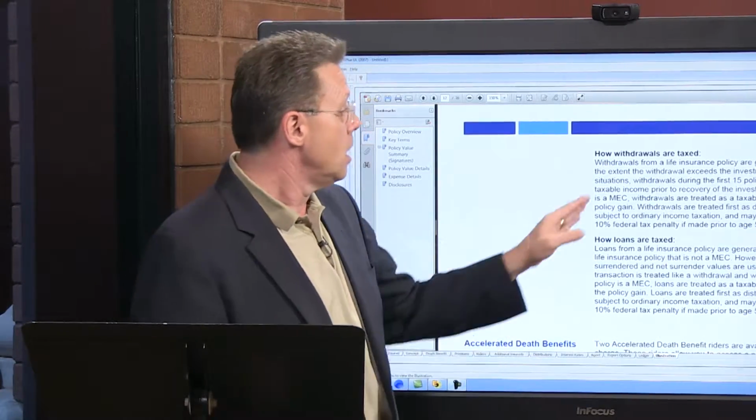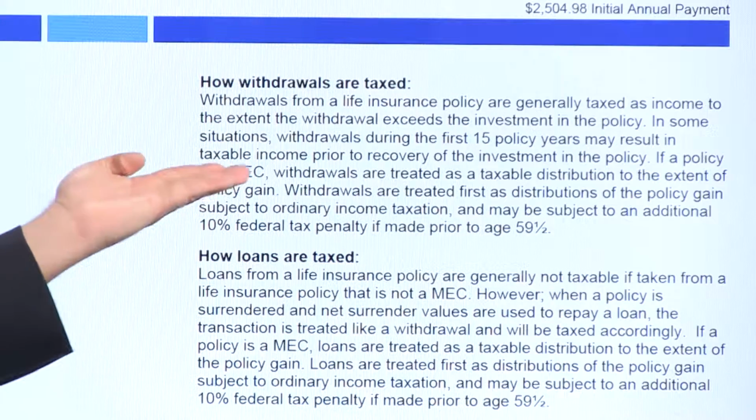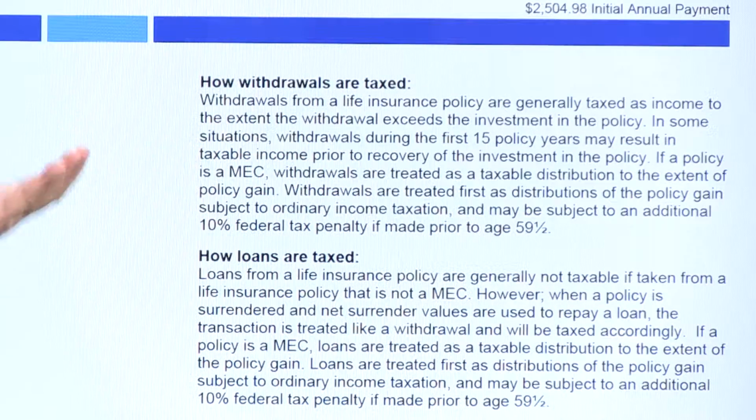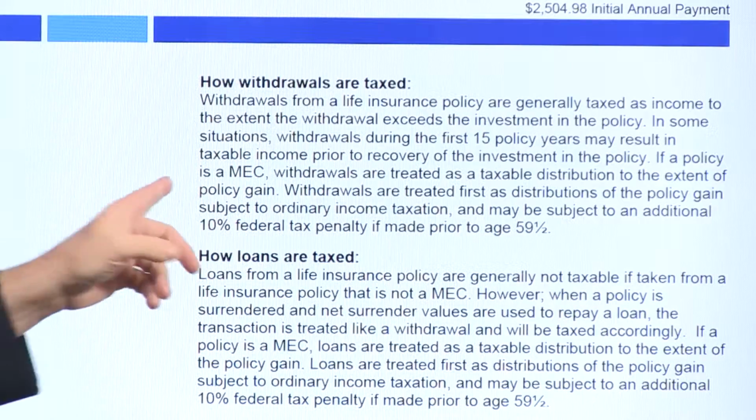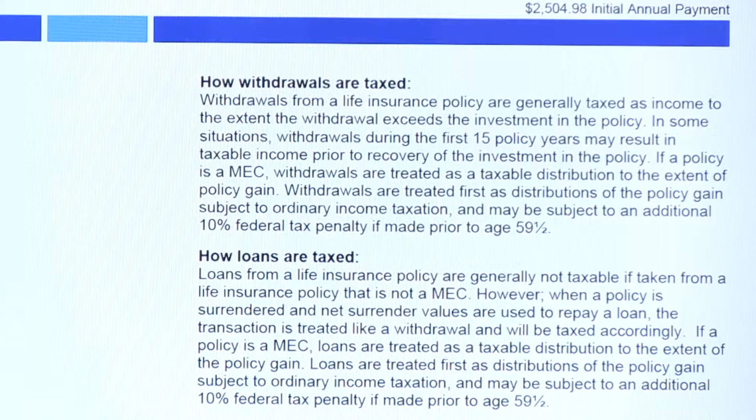It's excellent. Withdrawals from a life insurance policy are generally taxed as ordinary income to the extent that the withdrawals exceed the investment in the policy, or basis. In some situations, withdrawals during the first 15 years may result in a taxable event. And you have to be careful, because to recover the investment in the policy, if you take it out during that 15 years, it may actually, with gain, be subject to ordinary income tax. So just a heads up.